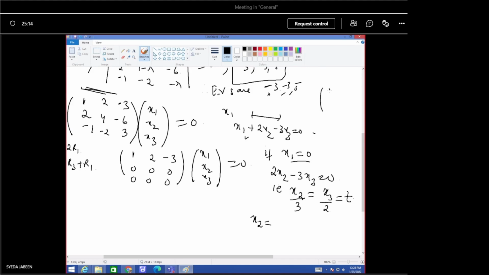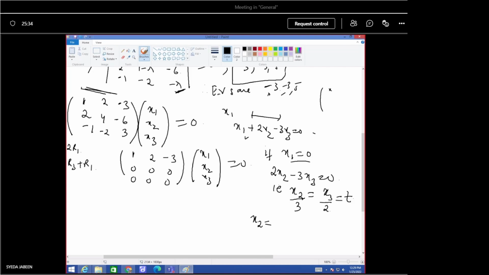Vector means components of this matrix. So we have to find the eigenvector, meaning the components, for that eigenvalue lambda. So we are following the theory. Then we can get the eigenvector. We have to represent x1, x2, x3 in the form of some variable t.